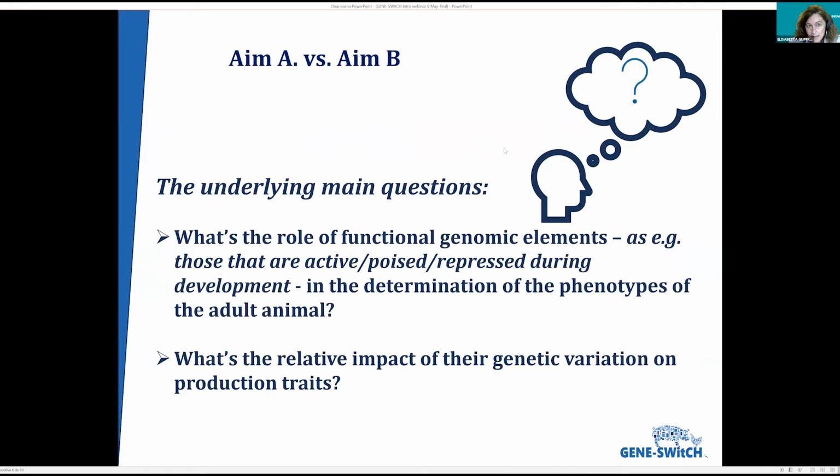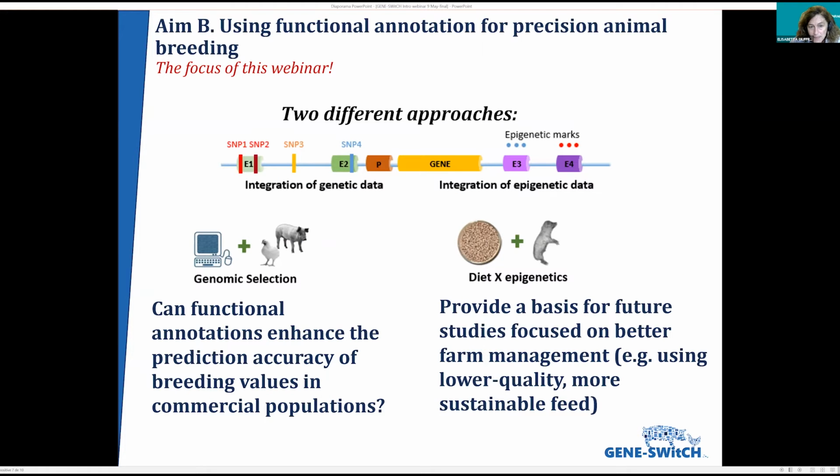The underlying aim for moving from aim A to aim B is the question, what's the role of functional genomic elements in the determination of the phenotypes of the adult animal? And of course, here we will gain new knowledge, especially of those elements that are active, poised, repressed during development. And of course, the main question as well is what's the relative impact of the genetic variation of these elements on production traits.